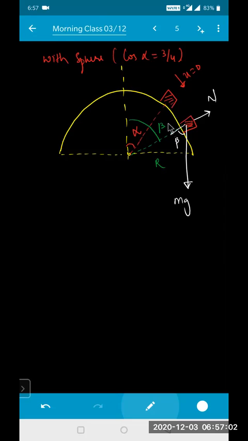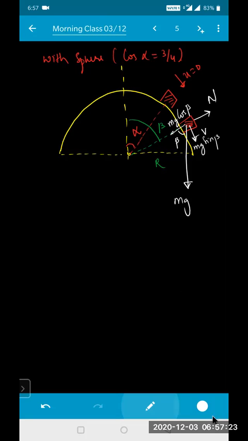This component will be in this direction, mg cos beta. In the downward direction it will be mg sin beta. And the velocity here is v, and this is the normal. Now again, what is the height from where it has been dropped? You already know how to draw it, isn't it?